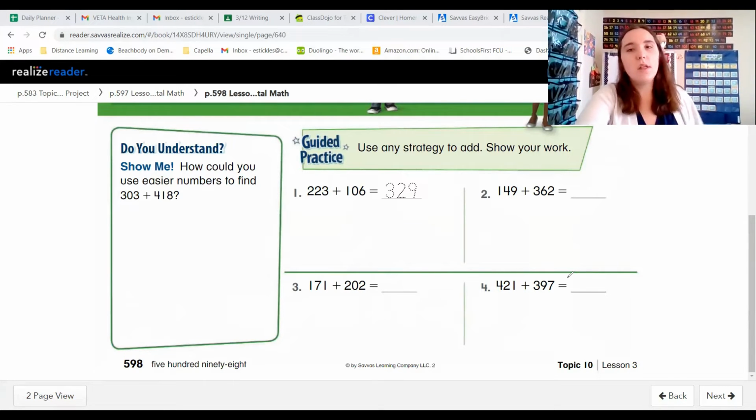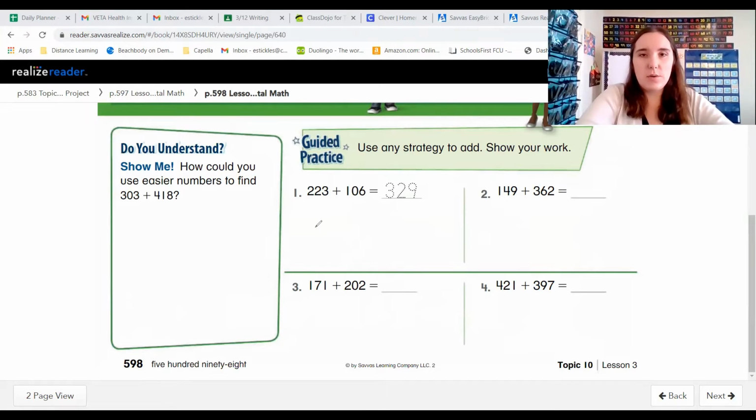So let's see, 223 plus 106. Well, I'm going to use breaking apart into place value. So I know that 223 is 200 plus 20 plus 3. And I know that 106 is 100 plus 6 with 0 tens.